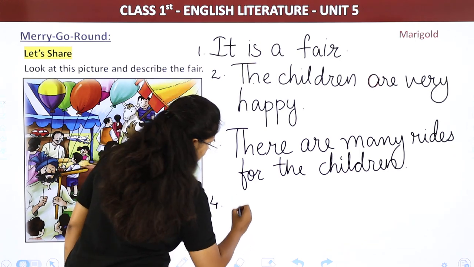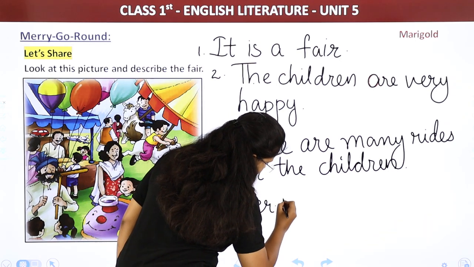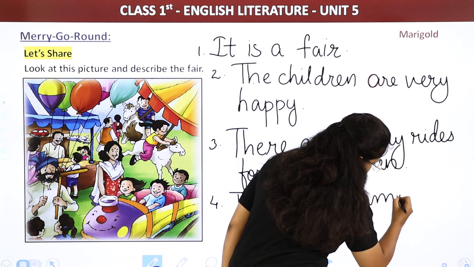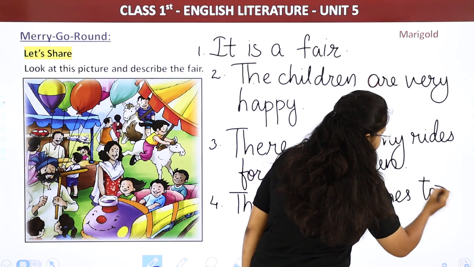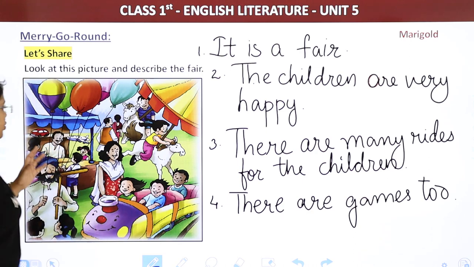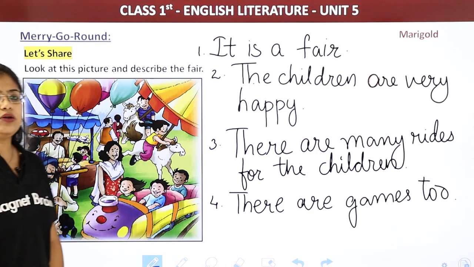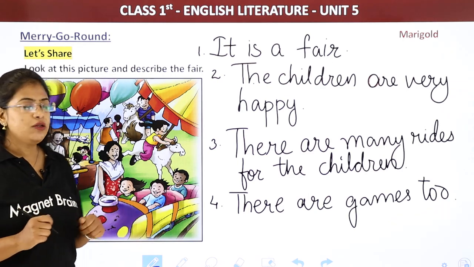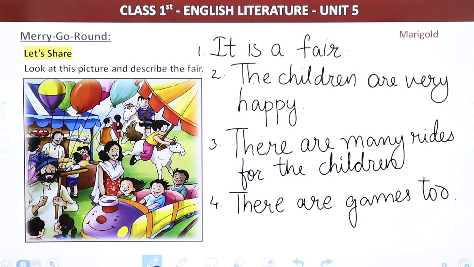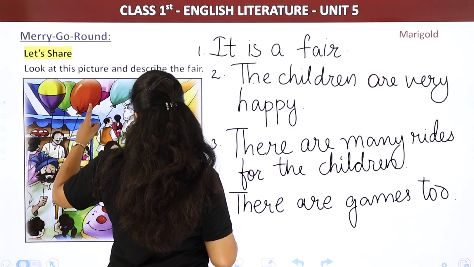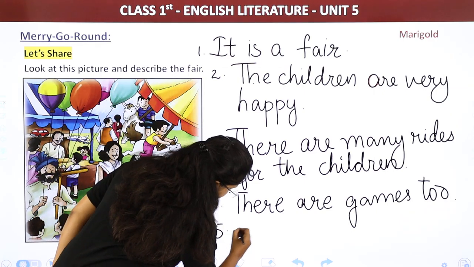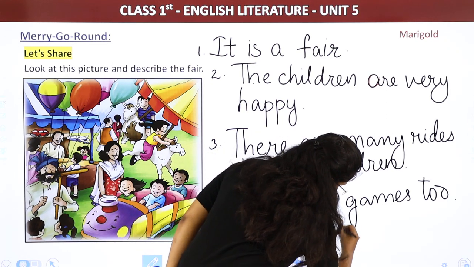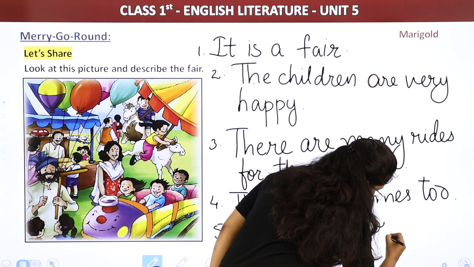Next, there are games too. Aapko dikh raha hai, jhule bhi hain, saath saath mein games bhi hain. Yahan pe shayad games chal rahe hain. Aapne dekha balloons phodne hote hain, then you get gifts. Ya fir rings dalni hoti hai, then you get gifts. So, there are games too. Now, can you see a balloon man? There is a balloon man.